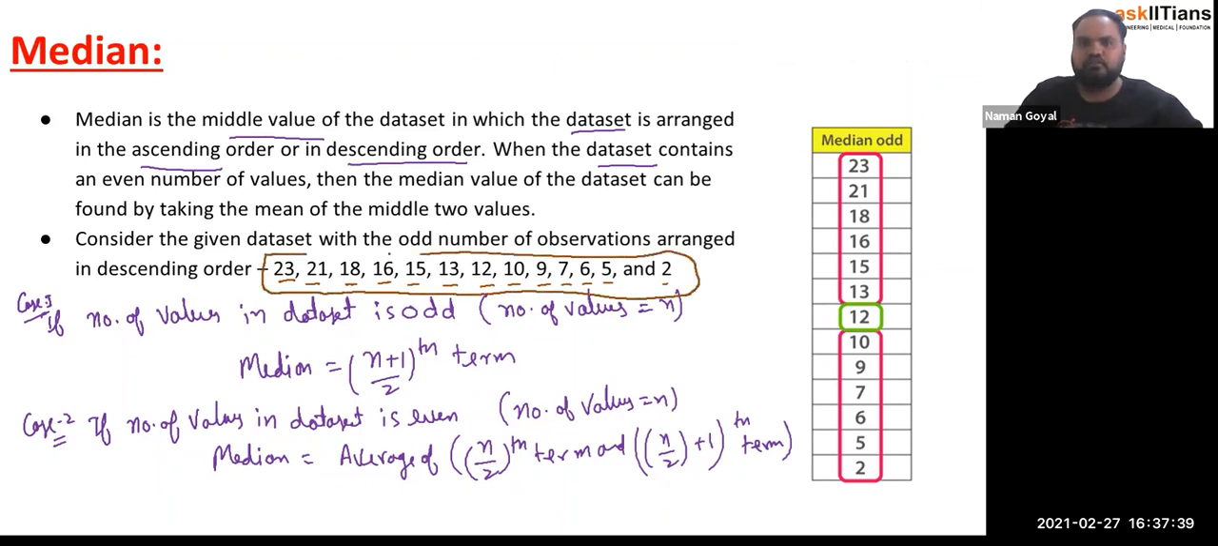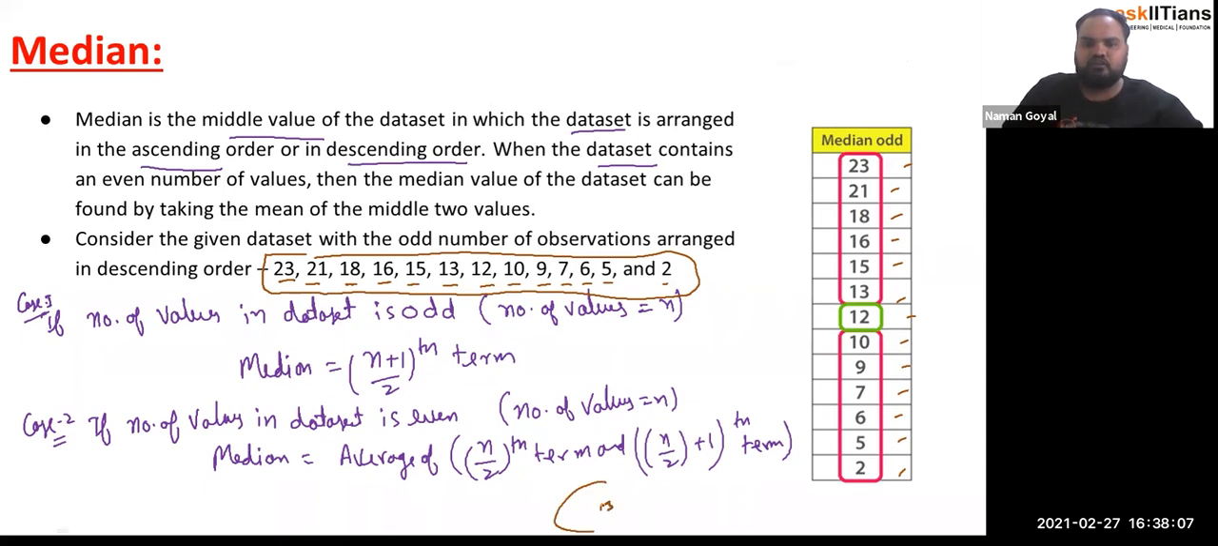So there is no need to arrange it in ascending order. Either you can arrange the data in ascending order or in descending order. If the data is already given in either ascending or descending order, there is no need to arrange it again. So first of all, I have to count how many terms are there. 1, 2, 3, 4, 5, 6, 7, 8, 9, 10, 11, 12, 13. So 13 terms are there.